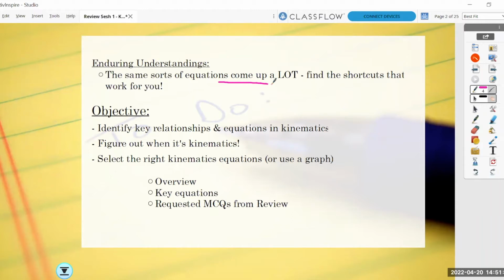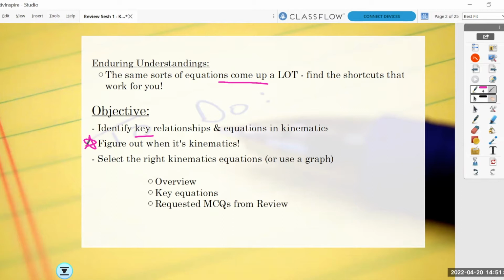You've done a lot of kinematics over the course of the year. So you've probably seen our 1/2 at squared come up a lot, right? We've got some of the other equations we've seen, like root 2gh for the velocity. So there's some equations that we should be able to get used to and see more often. So we're going to start by looking at key relationships and equations, figure out when it's kinematics, when you should use your kinematics equations, and how to select the right equations that we might need to use in this case.